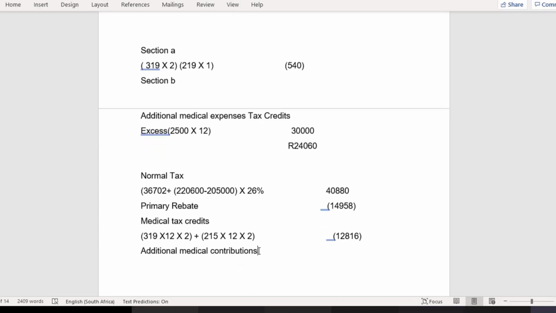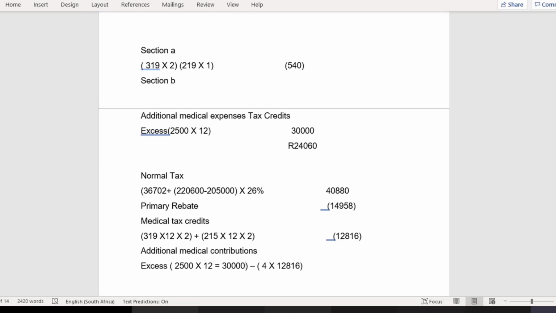So basically you would say excess. You open your brackets. Remember, you've got 2,500 rand that was contributed for a full 12 months, right? And you're going to say minus, and then you open your brackets, 4 multiplied by 12,816. That's your medical scheme tax credit. And then you take the difference between the two. So this equals 30,000 rand.